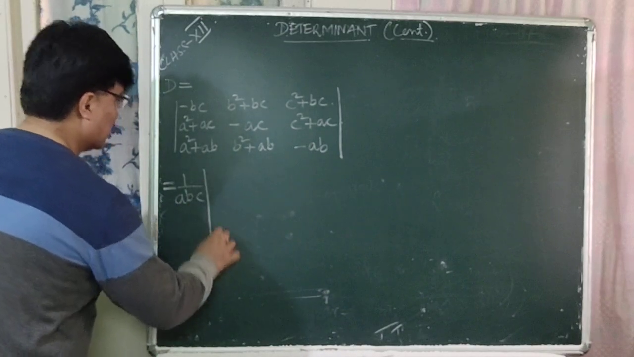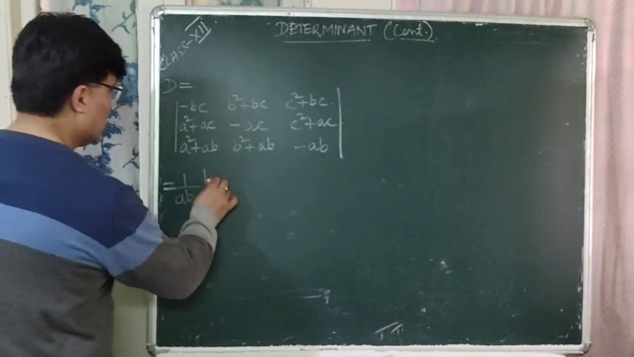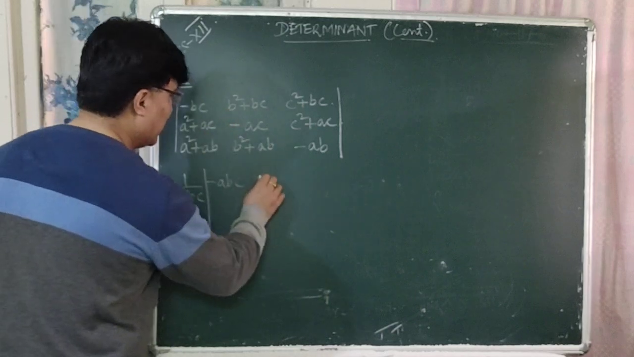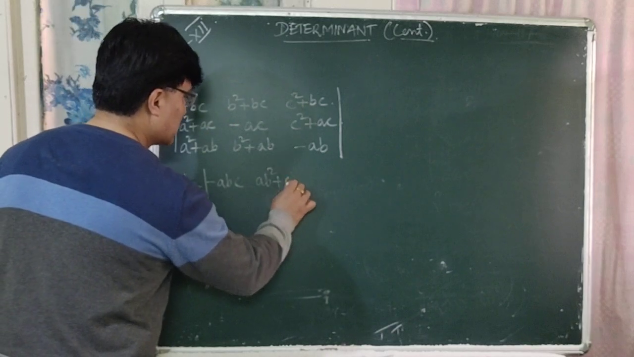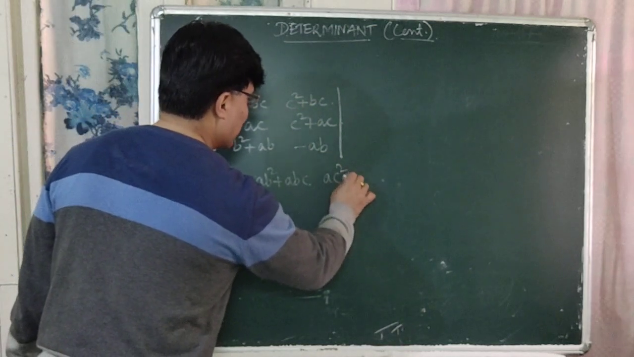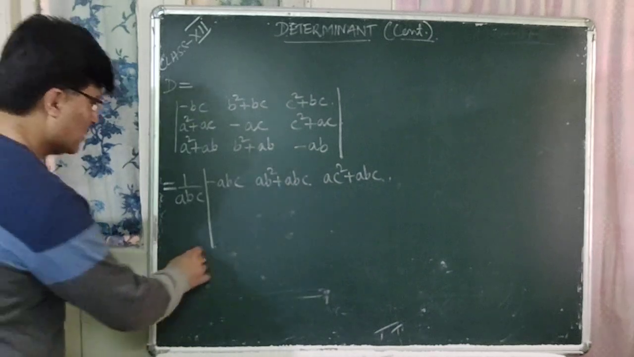1 upon ABC. Now let us multiply all the elements of the first row by A. So it is minus ABC, right? It is multiplied by A, AB square plus ABC. It is also multiplied by A, AC square plus ABC. Is that clear to all of you?